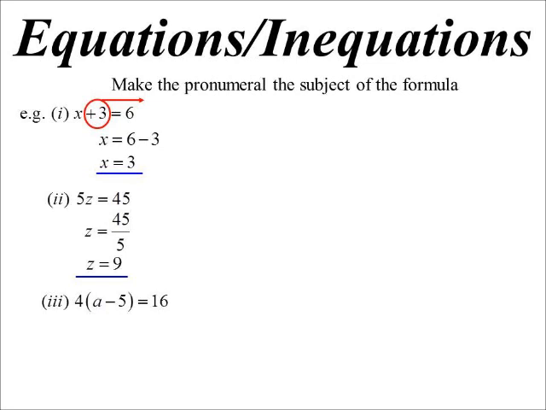Parentheses, you can expand out first, then tidy it up, or I could divide both sides by 4 and go from there. I wonder which way I did it. Expand it out first. Okay, so it becomes 4a minus 20, move the 20 to the other side, divide by 4, and bingo, there's our answer.